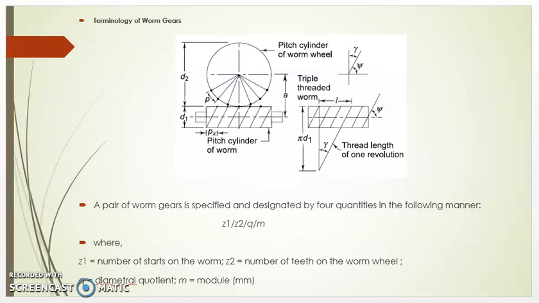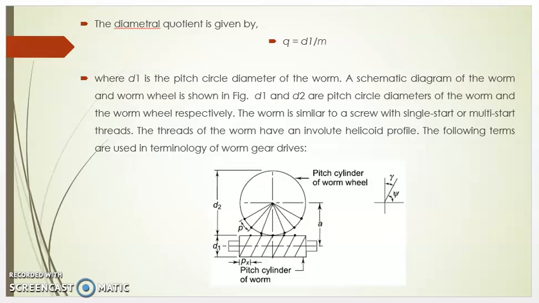Therefore, a pair of worm gears is specified and designated by 4 quantities in the following manner: Z1/Z2/Q/M, where Z1 is equal to number of starts on the worm, Z2 is equal to number of teeth on the worm wheel, Q is equal to diameter quotient, and M is equal to module in mm. The diameter quotient is given by Q is equal to D1 upon M, where D1 is the pitch circle diameter of the worm. A schematic diagram of the worm and worm wheel is shown in figure.